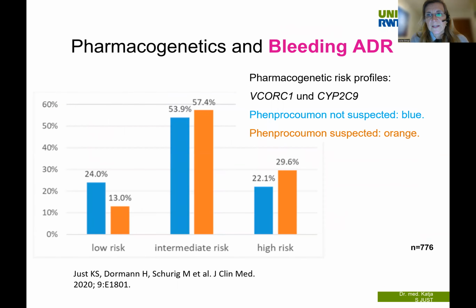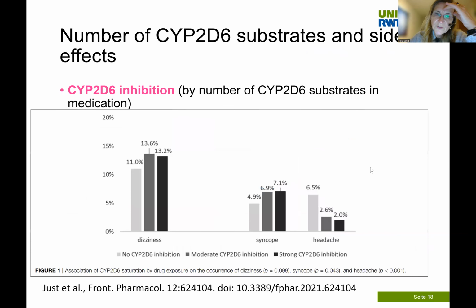And similar risk profiles we could also detect for phenprocoumon, another anticoagulant drug similar to warfarin. Here also the low risk genotypes were associated or were less associated with bleeding complications where phenprocoumon was suspected, compared to the high risk profiles that were especially associated for the bleeding complications where phenprocoumon was suspected. So there seems to be an additive effect of pharmacogenetics in addition to interactions. We also studied the cumulative effect of drug interactions in the case of polytherapy, where we're really taking many drugs at the same time. And here you see the analysis of side effects affecting the brain, like dizziness, syncope, and headache.